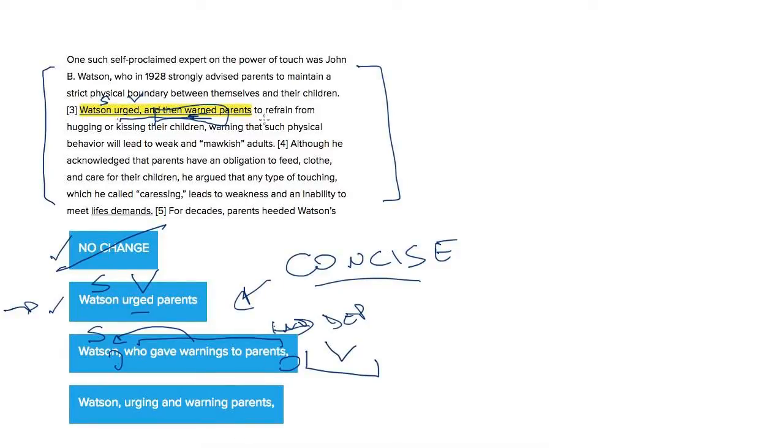Well, we don't have a verb provided because we have an infinitive, which is a noun. To refrain is not an active verb. So for that reason, we can get rid of answer choice C. And then we're left with the last answer choice here.